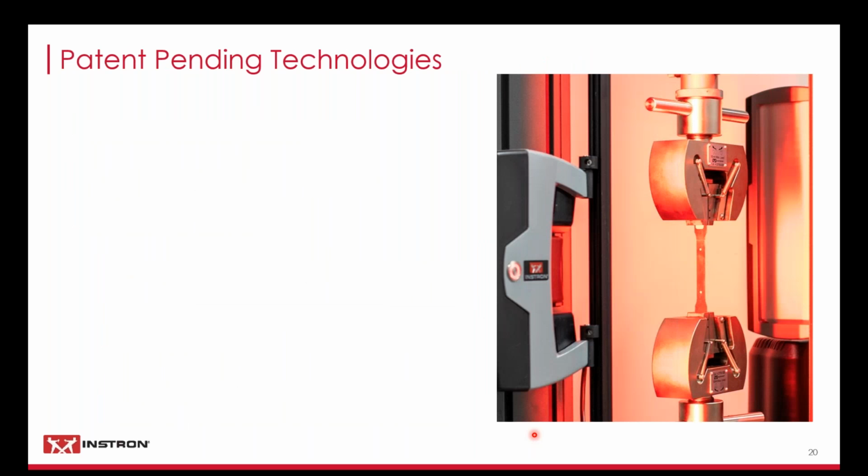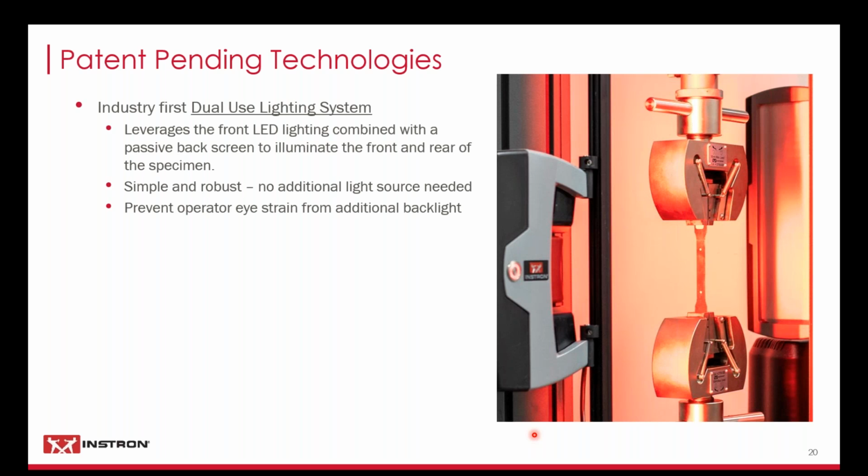There are some patent pending technologies for this Advanced Video Extensometer 32 feature. So there's an industry-first dual use lighting system. The idea here is that we're using the existing LED lighting on the AVE2 to light up the front and the rear of the specimen. There's a reflective back screen that gets installed, and it's passive, so there's nothing to plug in, and it also is designed to reflect it back to the specimen and not to the user. So there's no eye strain just working around it. It's very important.